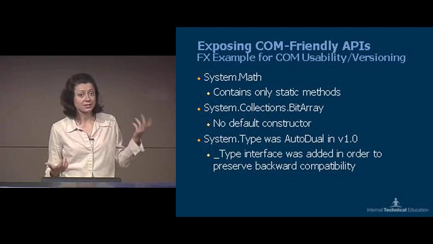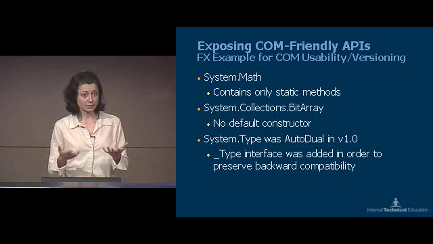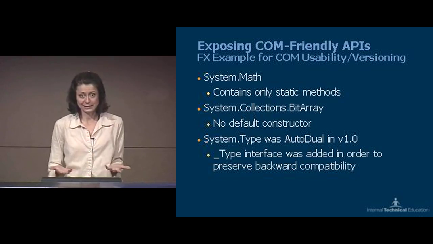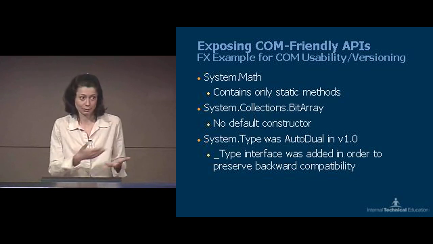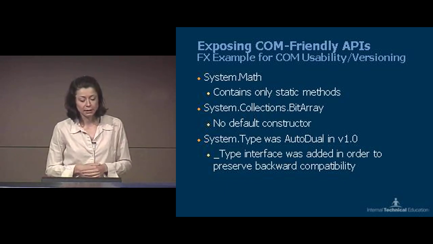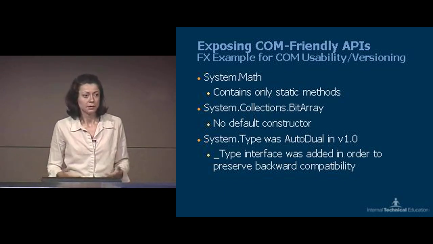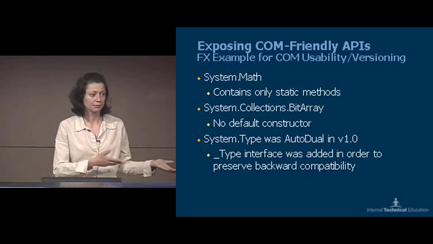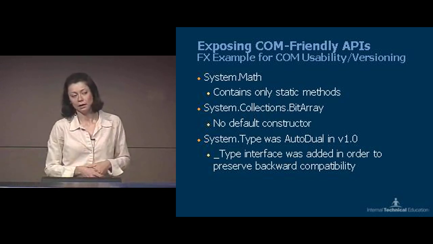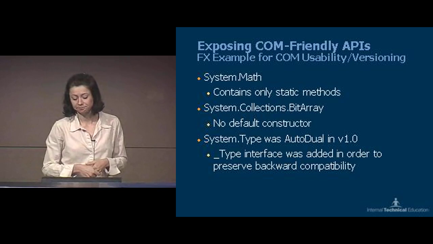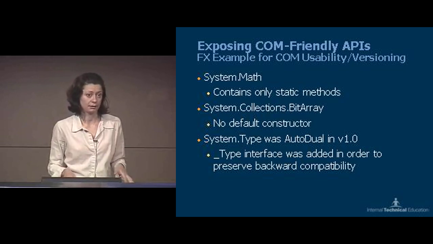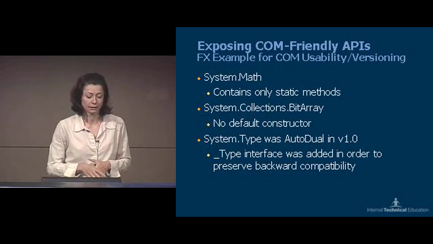The first example is the System.Math class. It's visible to COM clients, but it contains only static methods. So COM clients can't do anything with it, even though it's visible. System.Collections.BitArray doesn't have a default constructor. Again, COM clients can't take advantage of this class unless somebody else passes them an instance so they can call methods on it. And probably the worst nightmare we ever had is the nightmare of versioning.